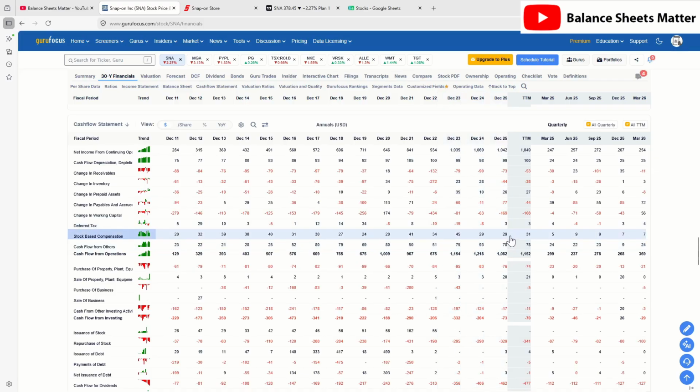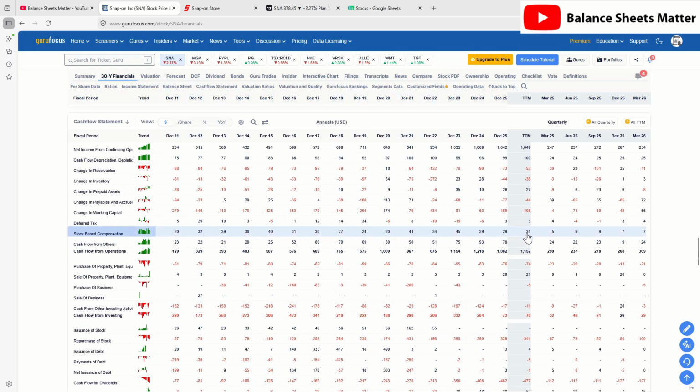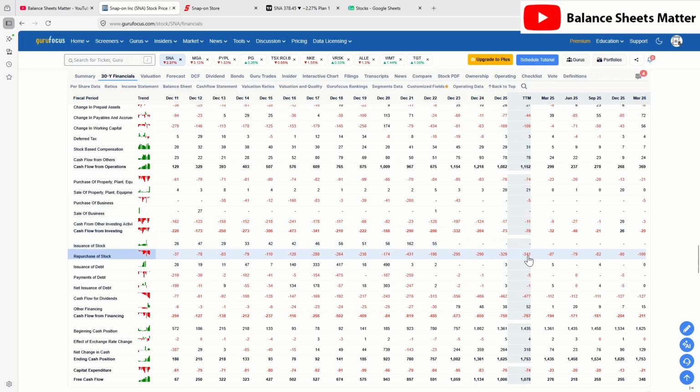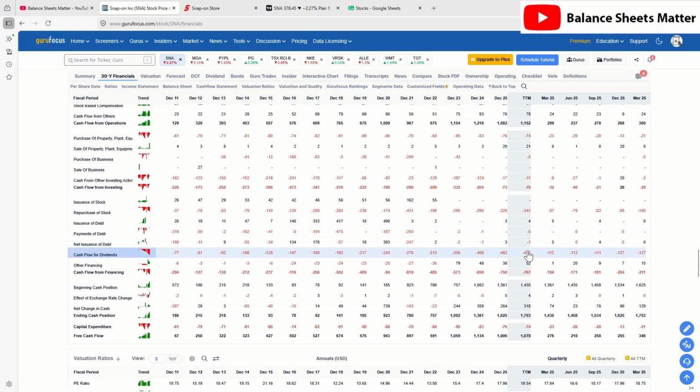And there is a little bit of stock-based compensation, very, very minimal. Not being a tech company, it's not very much. It's actually decreased over the years, at only $31 million in the last 12 months here. And then how are they returning this capital to shareholders? Well, you can see they do some share buybacks, fluctuating a little year to year, but they're kind of using this 200 to 400 million range, with 341 million in the last year. And they also have cash flow from dividends of $477 million there.